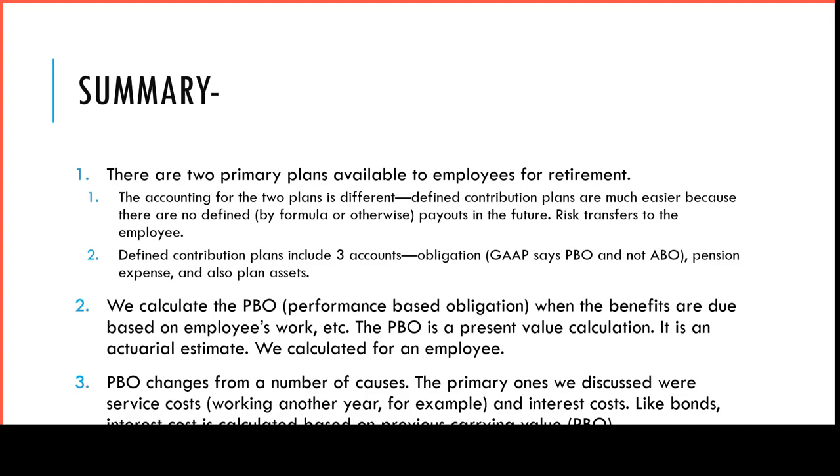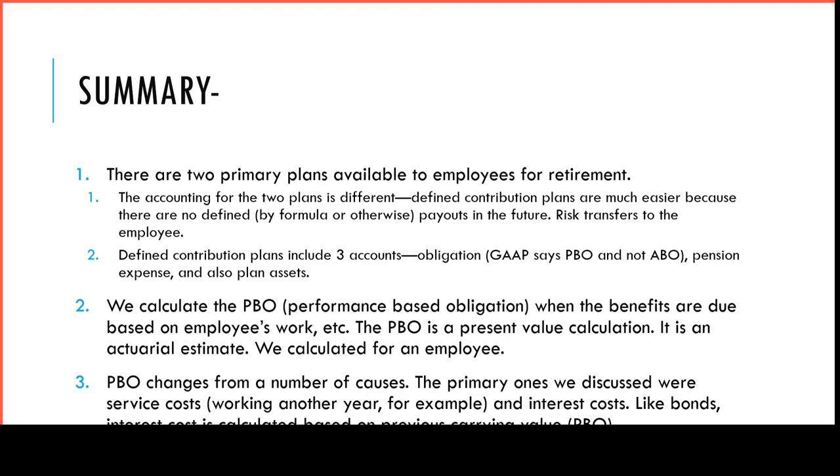We did it for an employee, but actually we have to recognize that that's not the appropriate way to do it, because we have too many employees for us to actually do that. So the actuary is going to be doing it for our whole group of employees, those that are eligible for retirement plans. We have service cost and interest cost, and while we calculate the interest cost on the PBO, you need to be sure and not call it interest expense.